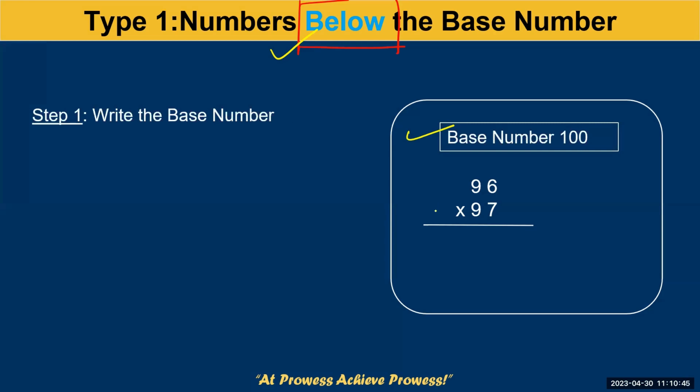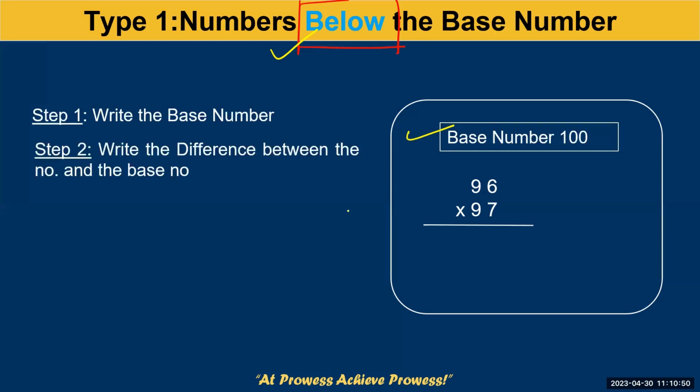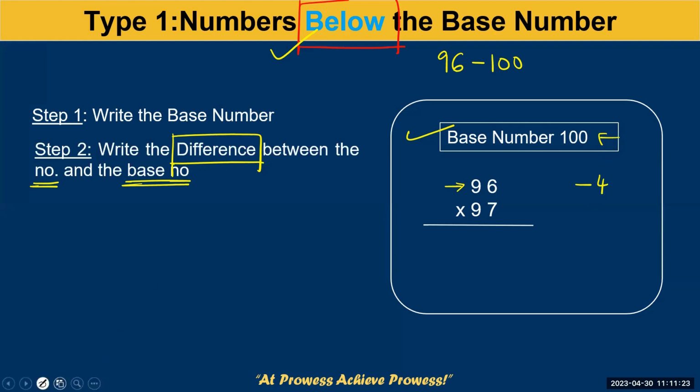Now, step number 2. Now here comes your important step. Step number 2 tells you to write down the difference. Difference between what? Difference between your number and your base number. That means my number is say 96 and the base number is 100. So you have to write down the difference between the two. Your number is 96 and the base is 100, so the value that you will be getting is -4. Yes or no? Is this clear to everyone?